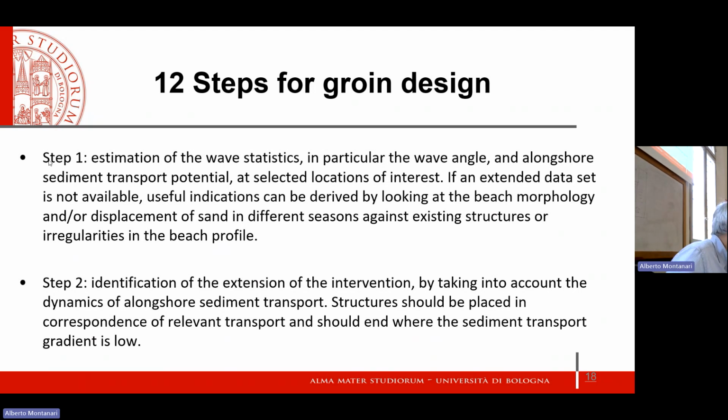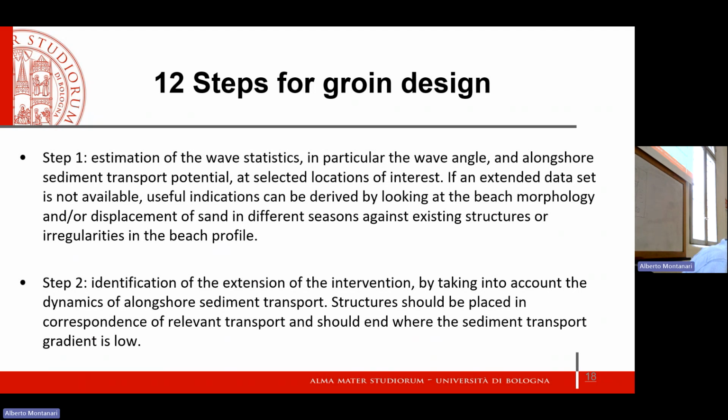So the first step is that you have to know the wave regime. And this is, of course, trivial. You have to know the wave statistics, wave angles, which means wave direction, and the longshore sediment transport potential. So you have to get an estimate of what could be the longshore sediment transport through, for instance, the CERC formula. Okay, and it may happen that you don't have much information. So sometimes to define the sediment transport potential is not easy. And therefore, how to solve this problem?